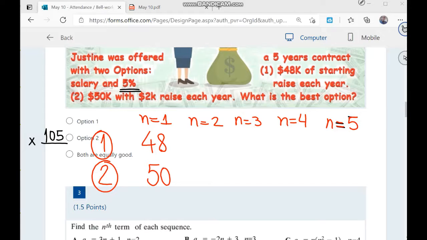And when you have this percentage, you have to divide by 100. 105 divided by 100 is 1.05. So you're going to multiply each year, the next, and the next, by 1.05. On the second option, we will add 2K every year. So let's find on the first option, the second year, I have the answer. I have calculated before. 48 times 1.05 is 50.4.